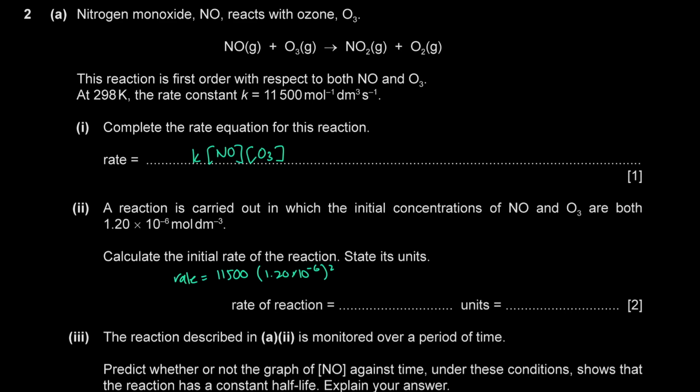So we get the rate of reaction as 1.66 into 10 to the power of negative 8. And the units are concentration per unit time. Those are the standard units for rate. Concentration per unit time, so moles per dm cube is concentration, and per second in this case, because those are the units for time.